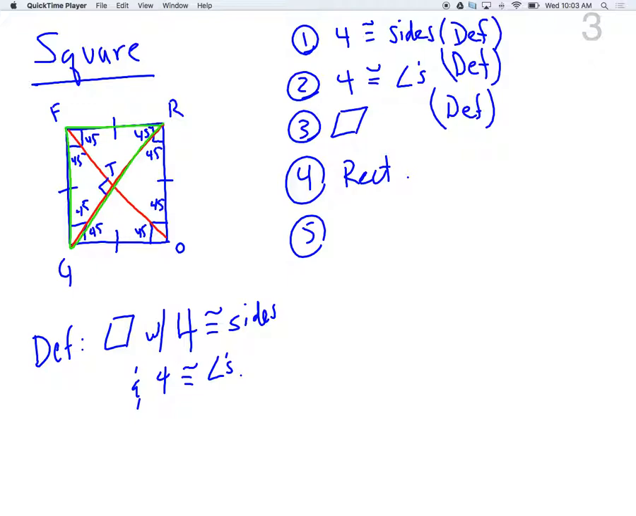Okay. So now we have it. Yes? Go ahead. Is it a rhombus? Well, let's see. It's a quadrilateral. It has 4 equal sides. The diagonals are perpendicular. The diagonals bisect the vertex angles. Is that a rhombus? Yeah, you bet it is. Right on.